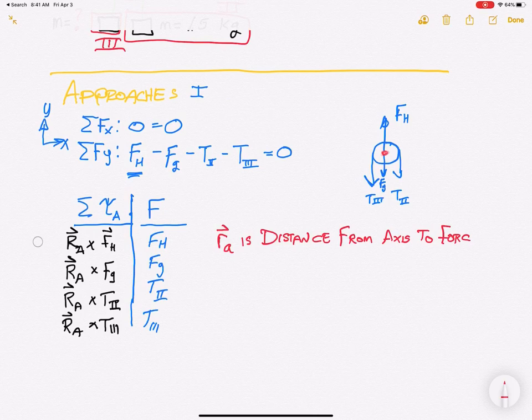And the reason I wrote that in red is if we now take a look at R_A cross F_H, where the pulley is hung about its axis, the distance from the center of the pulley, which is our axis, to where the force responsible for providing that axis is acting, that distance is 0.